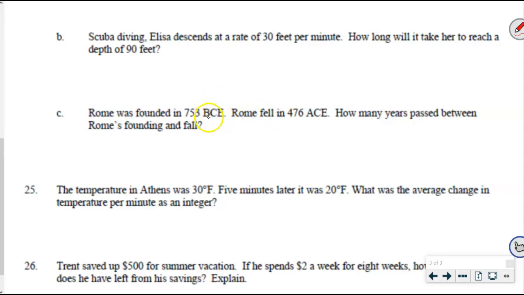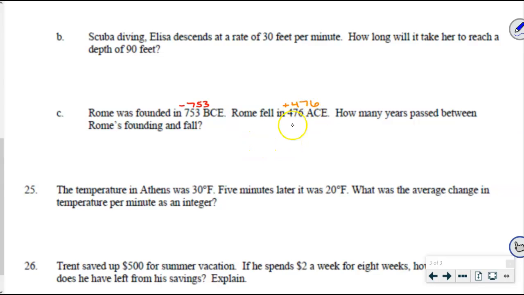They used to say BC and AD, but now they've changed that to, instead of BC meaning before Christ, they now say BCE, before the Common Era, which means this is after the Common Era, which means before the Common Era, that's going to be a negative 753. And after the Common Era, that's going to be a positive 476. Rome was founded in 753 BCE, or in other words, negative 753. Rome fell in 476 ACE, or positive 476.